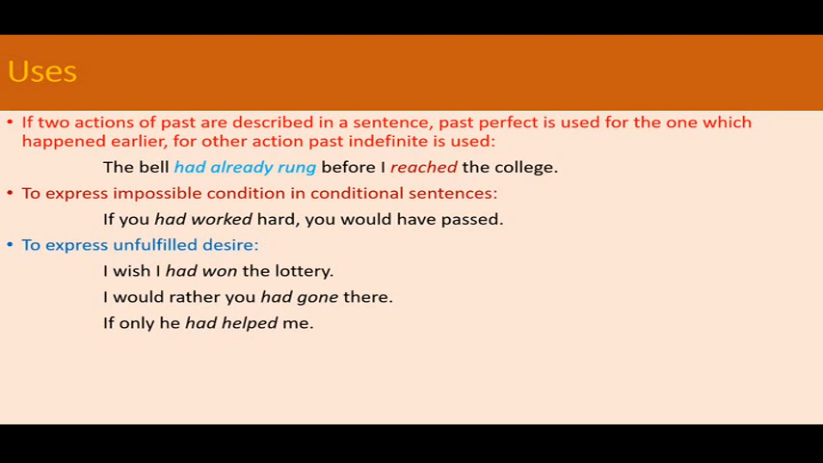Its uses are: if two actions of the past are described in a sentence, then past perfect is used for that action which happened earlier, and for the other action which happened after that we use past indefinite tense or the simple past tense. For example, the bell had already rung before I reached the college. The train had left before I reached the station.